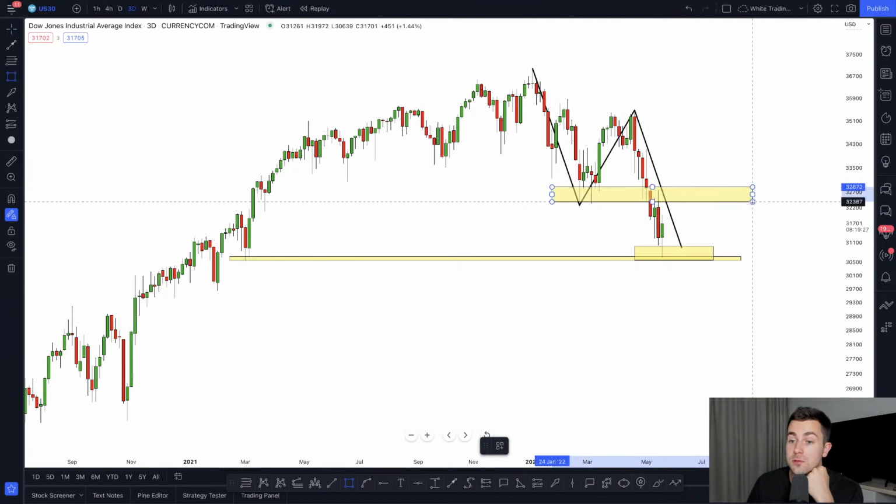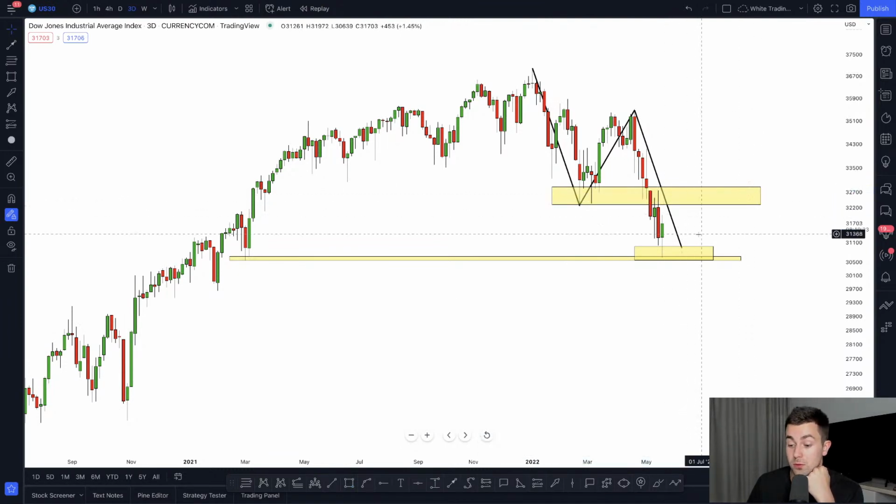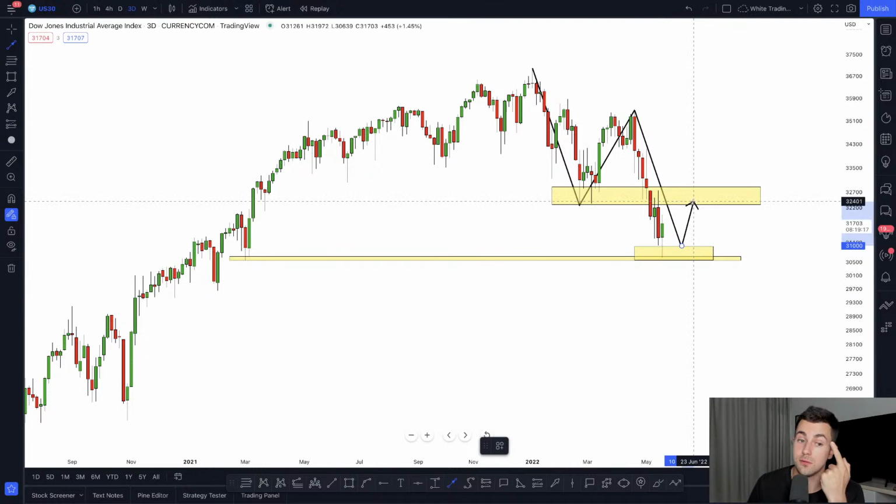Our closest strong resistance is right here. You can see we have quite a strong horizontal structure. So I assume that we can easily bounce to that area. That is so far what I see right here.